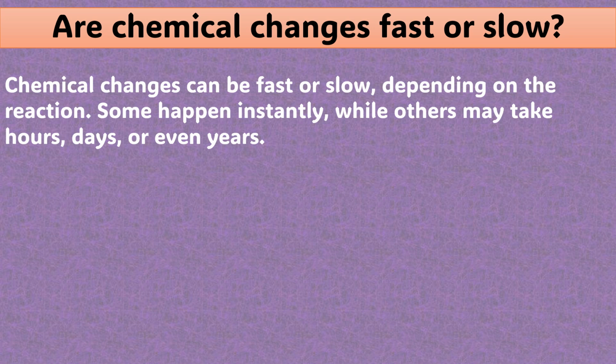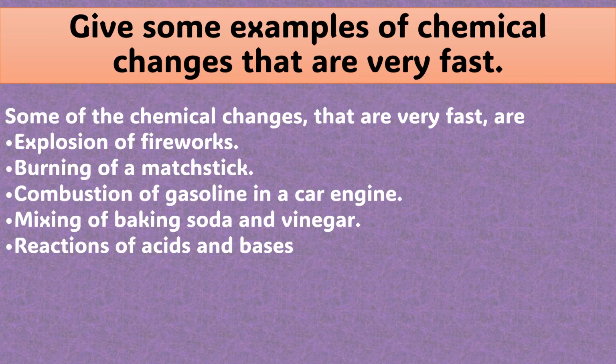Some happen instantly, others take years. Question number 23. Give some examples of chemical changes that are very fast. Answer. Some of the chemical changes that are very fast are explosion of fireworks, burning of a matchstick, combustion of gasoline in a car engine, mixing of baking soda and vinegar, reactions of acids and bases.